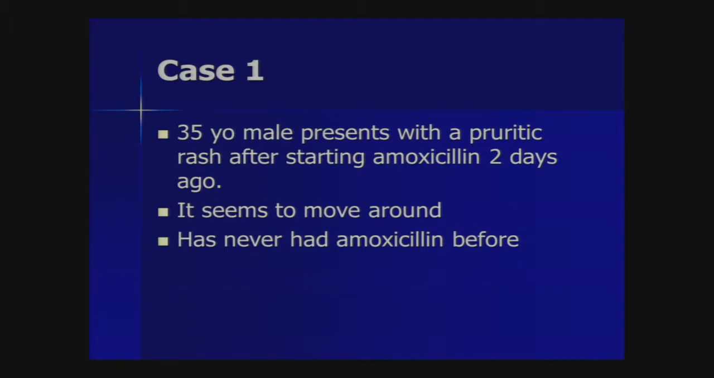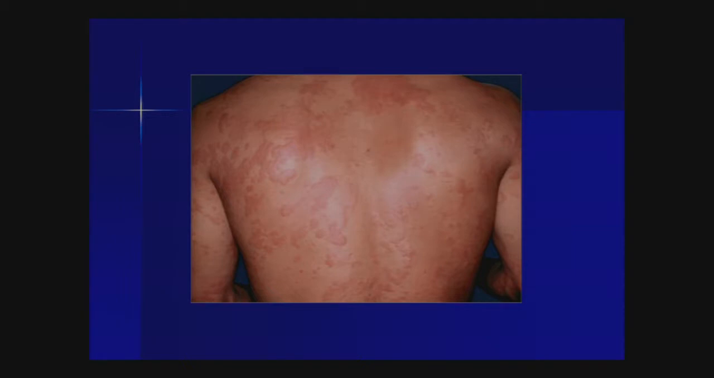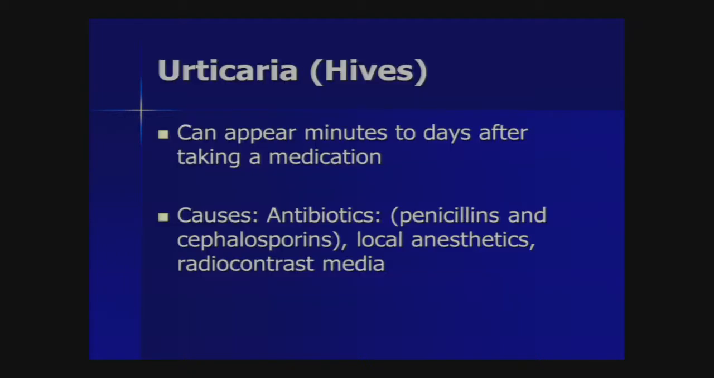The first case is a 35-year-old male who presents with a pruritic rash after starting amoxicillin 2 days ago. It seems to move around, and he's never had amoxicillin before. This is what you get. As you can tell, they're erythematous wheals, and a lot of times they have central clearing. You look at one spot, and the next day that spot's not there, and it just seems to move around the body. So this is urticaria. Urticaria is quick, appearing minutes to days after taking the medication. The causes are typically antibiotics, and can also be local anesthetics or radiocontrast media.